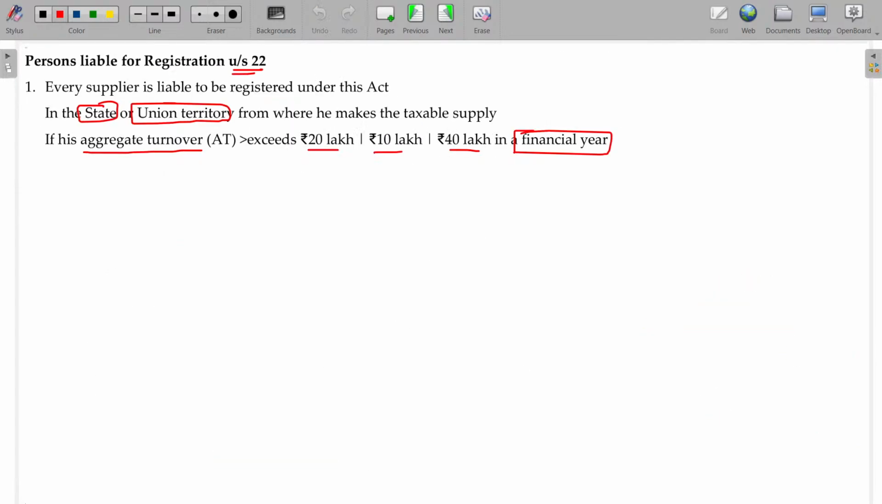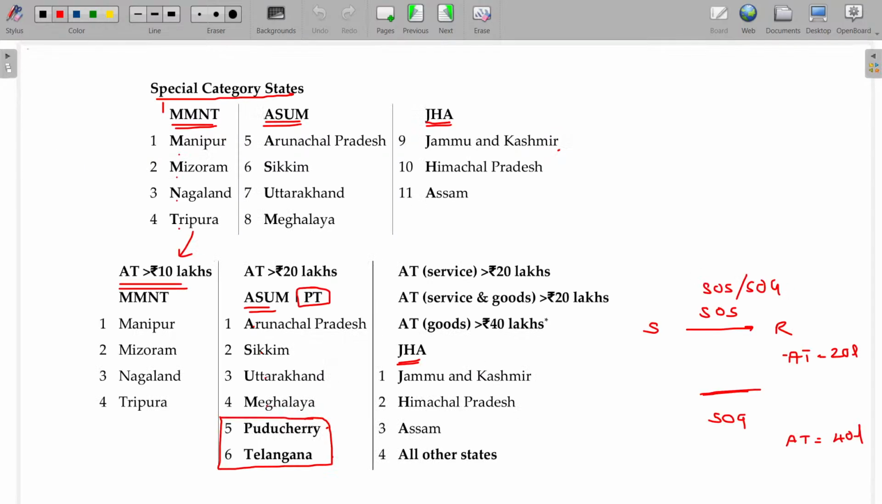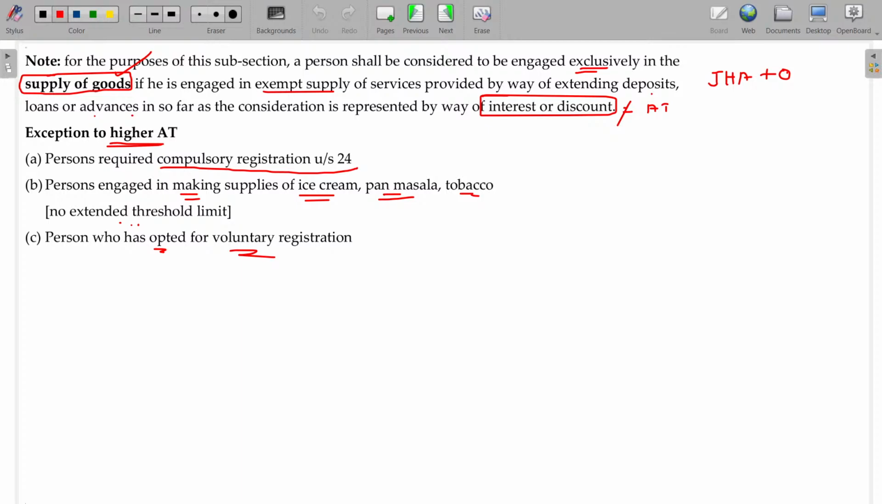So we have three slabs, 10 lakhs, 20 lakhs and 40 lakhs. In the majority of cases, it's 20 lakhs. 10 lakhs is for MMNT. And ASM and PT, only 20 lakhs. Only in the case of JA and other states, if you are involved in supply of goods alone, then your limit is enhanced to 40 lakhs, provided you should not fall under section 24 and you should not go for voluntary registration. You should not be involved in the activities of selling or making ice cream, pan masala and tobacco. Clear?